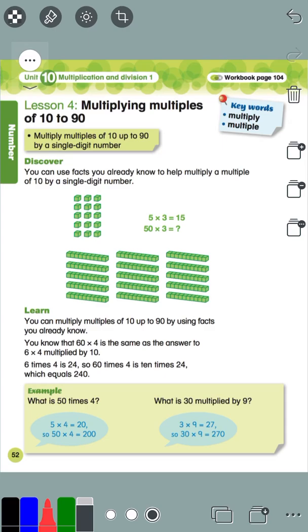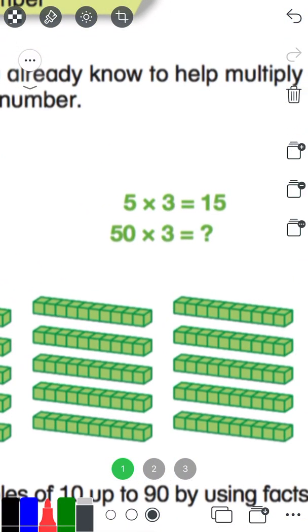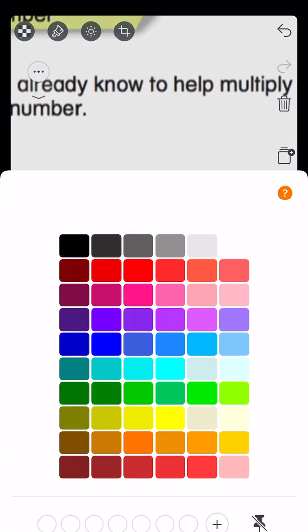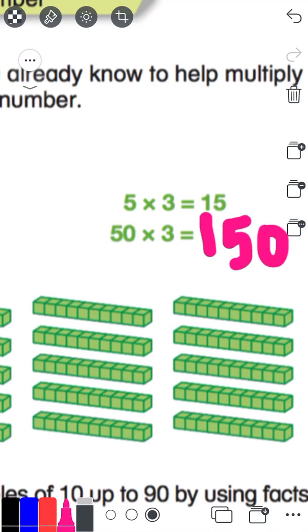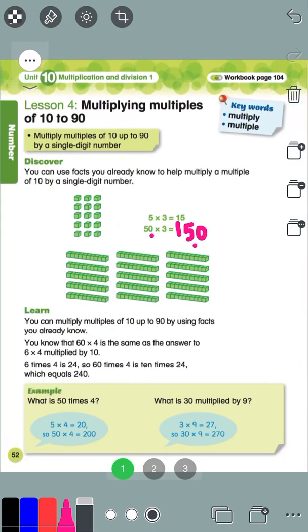Hello guys, today's lesson is multiplying multiples of 10 to 90. So if we know that 5 times 3 equals 15, then 50 times 3 equals 15 with a 0 in the units. So it's 150. All we're doing today is adding a 0 to the product. And we're going to use the facts that we've already learned about the multiplication tables from 0 to 10.